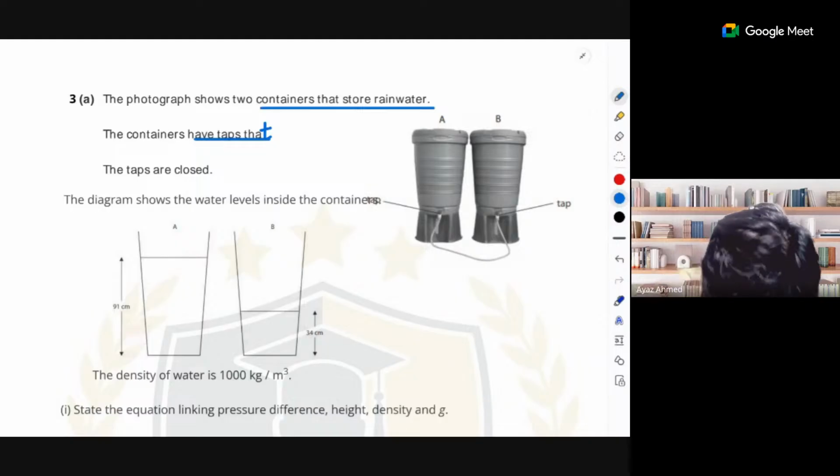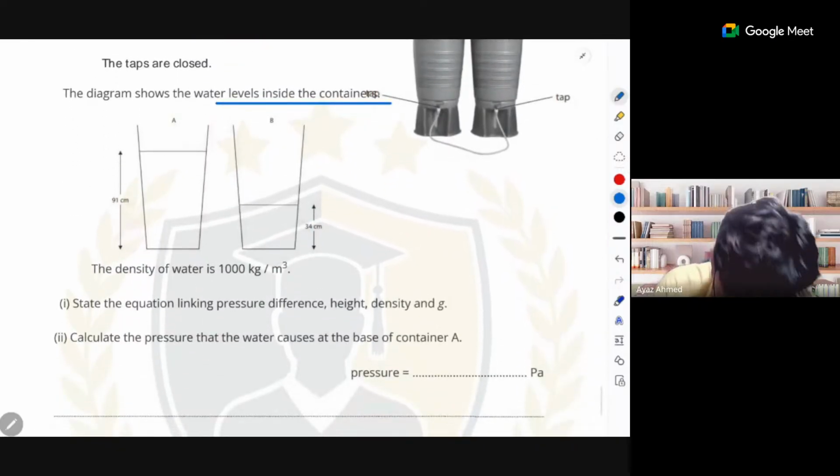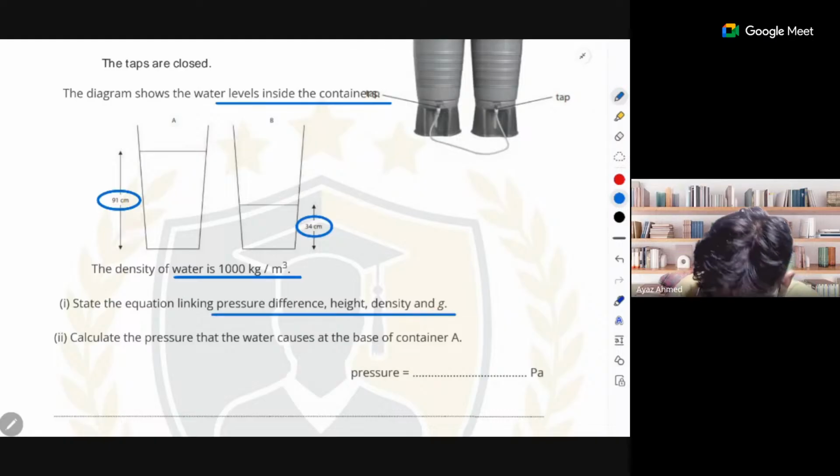The diagram shows the water levels inside the containers. One is 91 centimeter high and the other is 34 centimeter high. The density of the water is given. State the equation that links pressure difference, height, and density. It will be rho, g, and h.